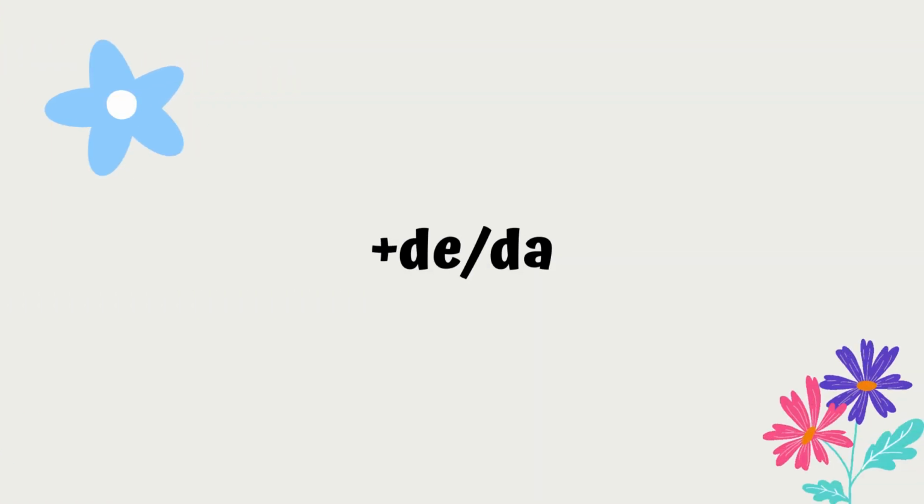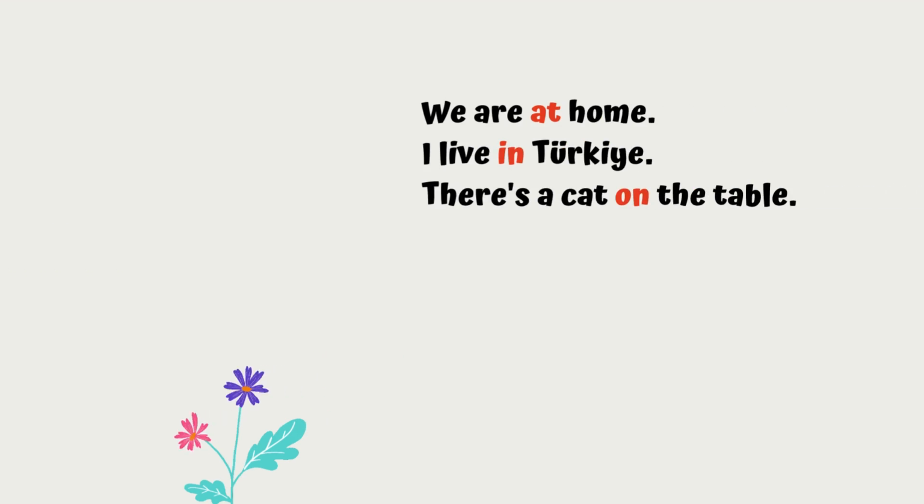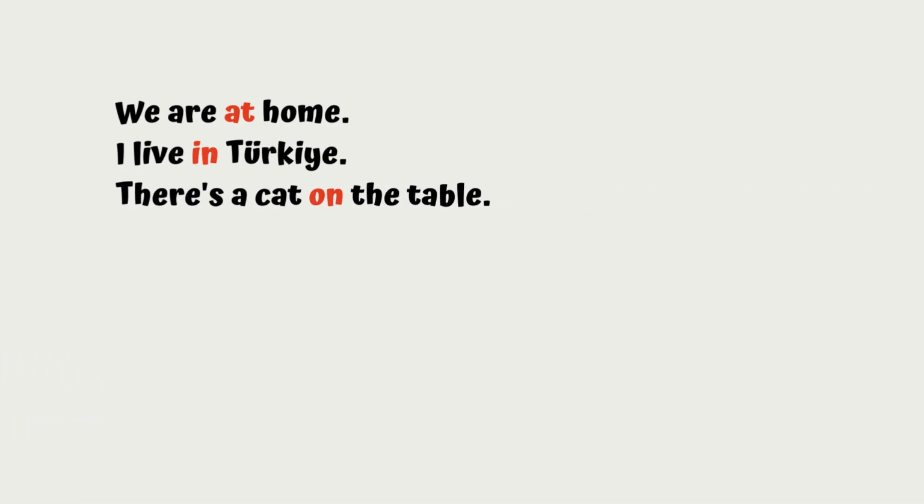So let's start from de and da. In English we say we are at home. I live in Turkey and there is a cat on the table. So when we're talking about locations and time, we use at, in, on. And in Turkish that is de and da. So look at these examples.